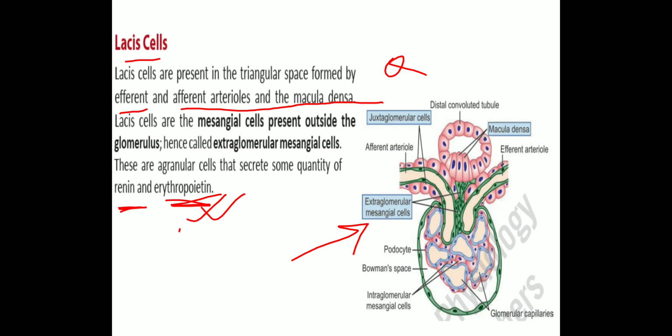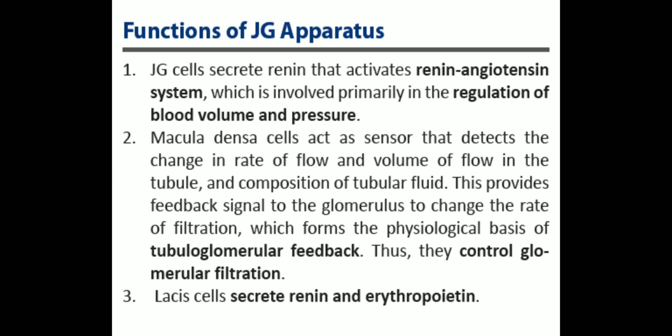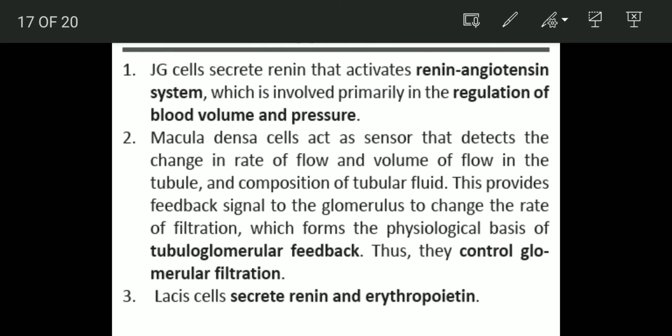So we have discussed that this will also secrete some quantity of renin and erythropoietin. Now comes the next one. This is the function of the JG apparatus. So this is basically the JG apparatus here. This will activate the renin angiotensin system, which is involved in regulation of blood pressure and blood volume. Okay, important.